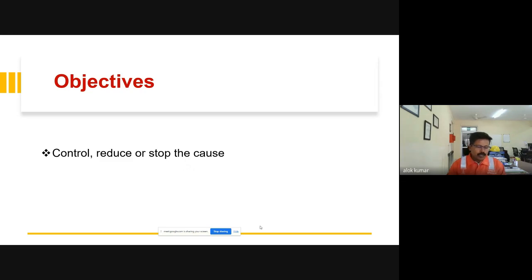Most of the time, if an emergency has occurred and we can control it, or by some means we have reduced the threat or the severity of that hazard or emergency, then there would be less damage to the property, to human beings, to the environment. Or we can also stop the cause.